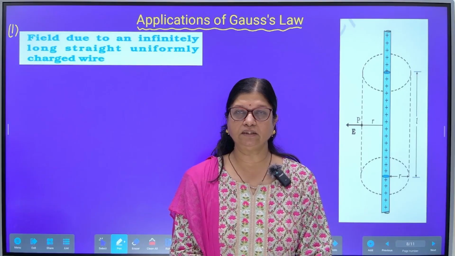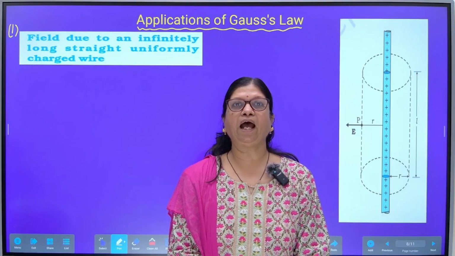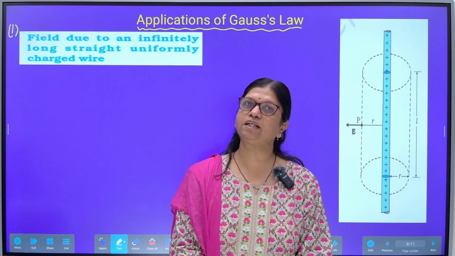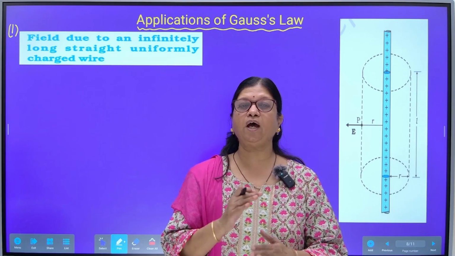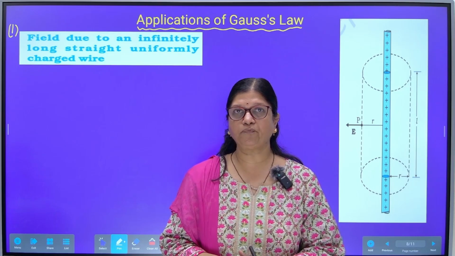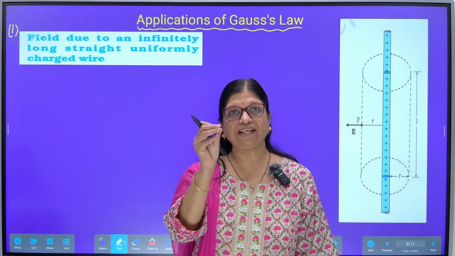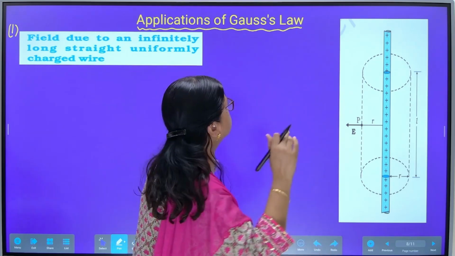We have learned Gauss's law and we have derived a formula for flux using Gauss's law. We also have the formula of flux by the definition. So let us first write those formulas.